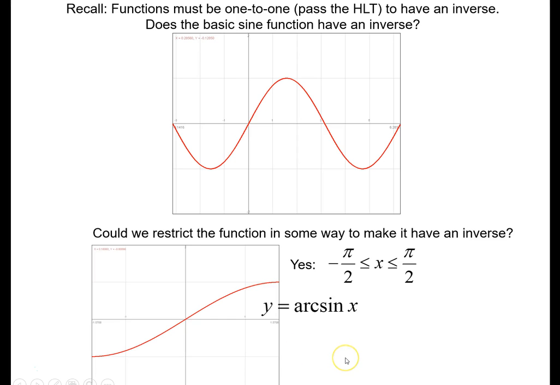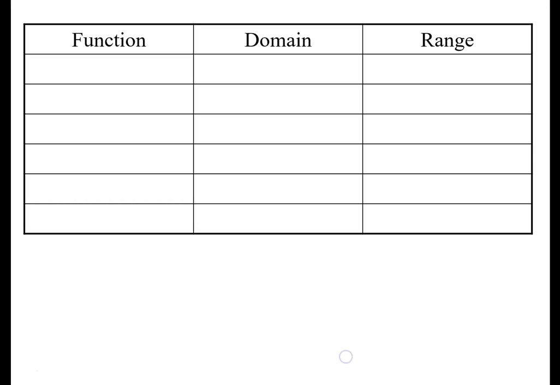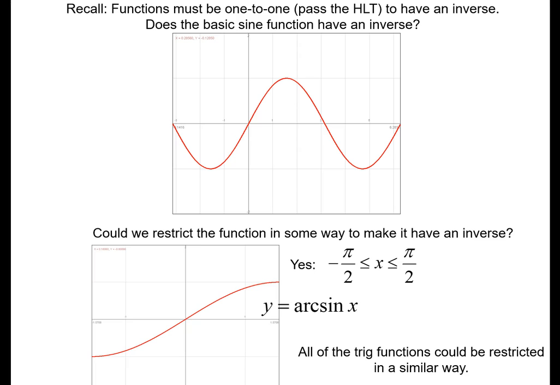This is going to give us our inverse trig function, or inverse sine function, also known as the arcsine function. Same thing. There are two different types of notations we're going to use for these. And all of the 6 trig functions can be restricted in a similar way so that each one will have an inverse. So let's go through the 6 trig functions and then what the domain and range are for each one. And let me back up for just a second.